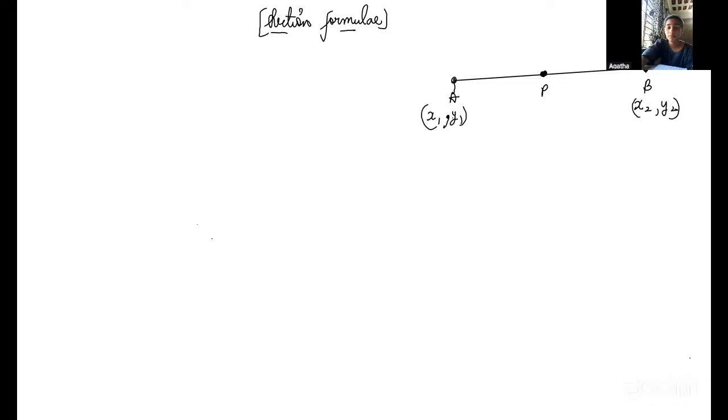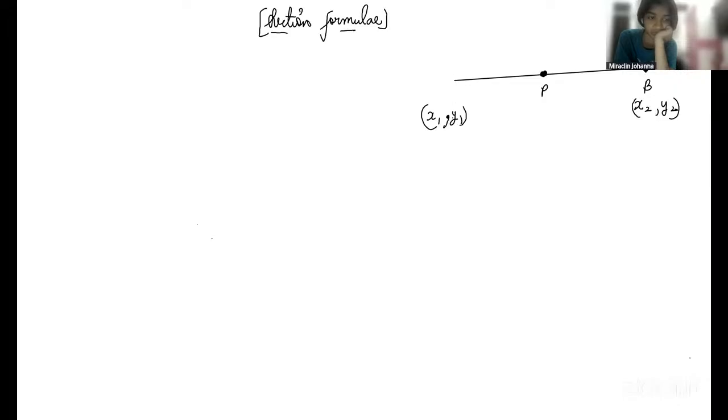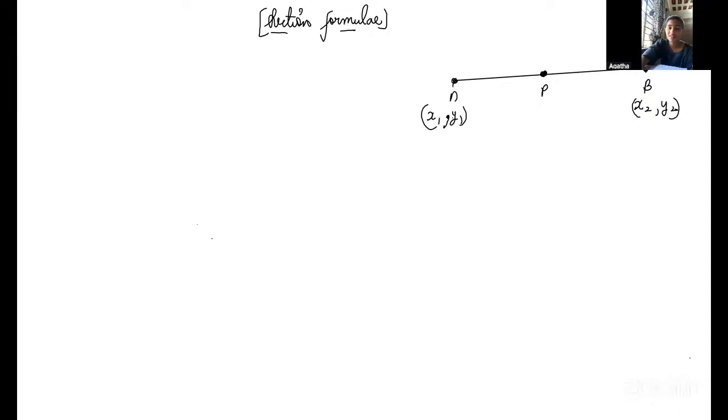What is the meaning of coordinates? Coordinates meaning is like the address. Like A has an address of x1 comma y1. This is called coordinates. Writing the values in the form of x comma y is called coordinates.